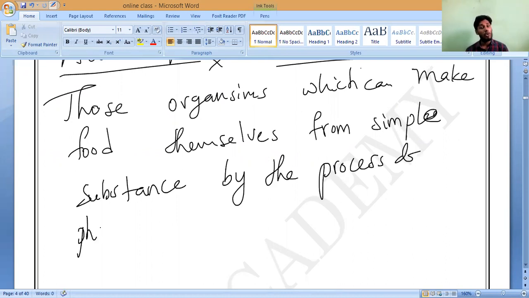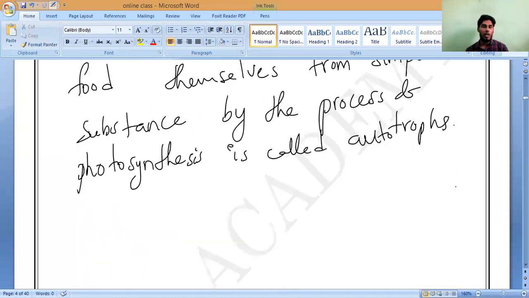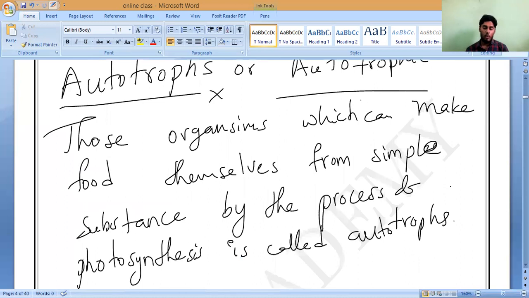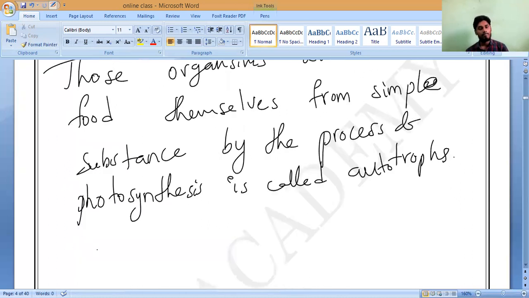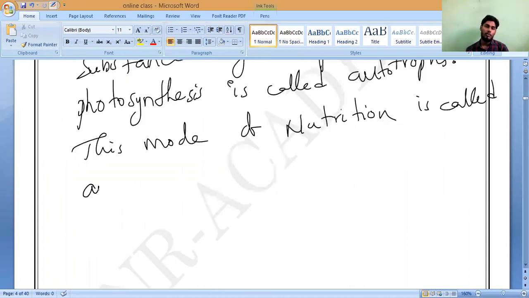By the process of photosynthesis. Those organisms which make food themselves from simple substances by the process of photosynthesis are called autotrophs, and this mode of nutrition is called the autotrophic mode of nutrition.